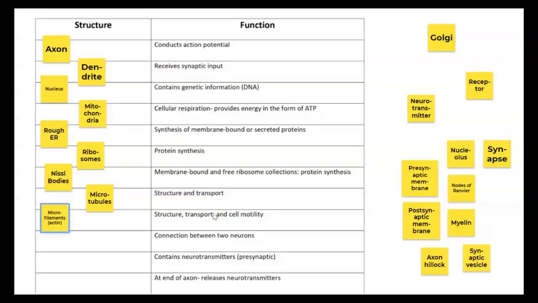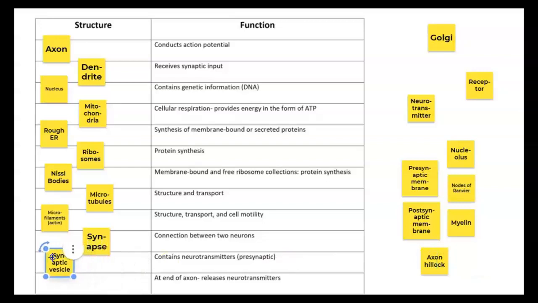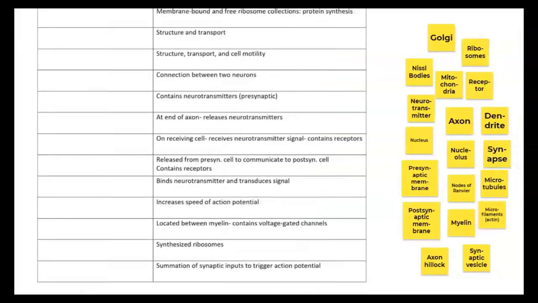The connection between two neurons, that is at the synapse, like we saw in the image before. The part that contains neurotransmitters in the presynaptic membrane, we also talked about that. Those are the synaptic vesicles. And then at the end of the axon, the part that releases the neurotransmitters, that is the presynaptic membrane. So that's this section. Now I'll go and work on the last half of it.